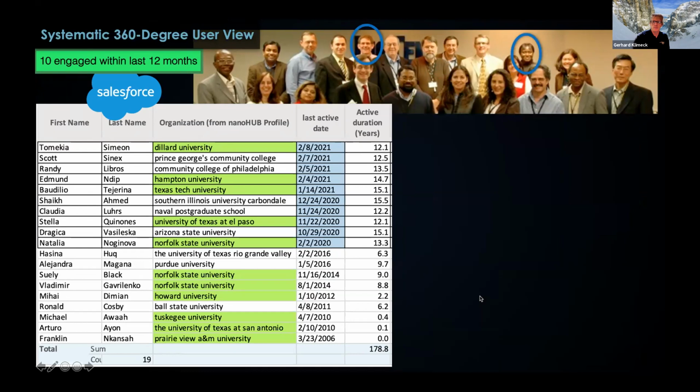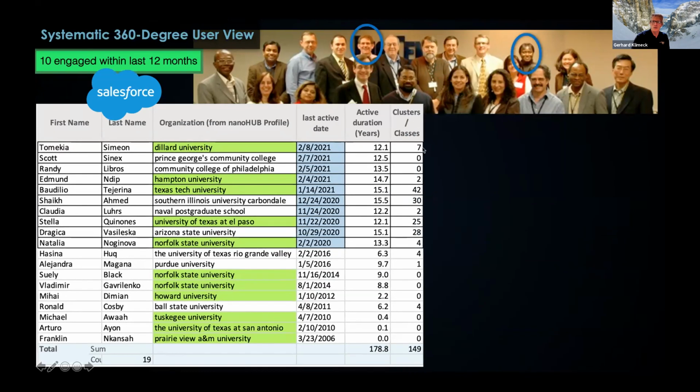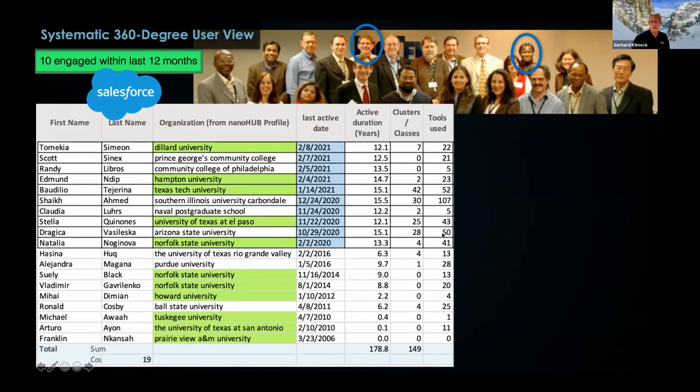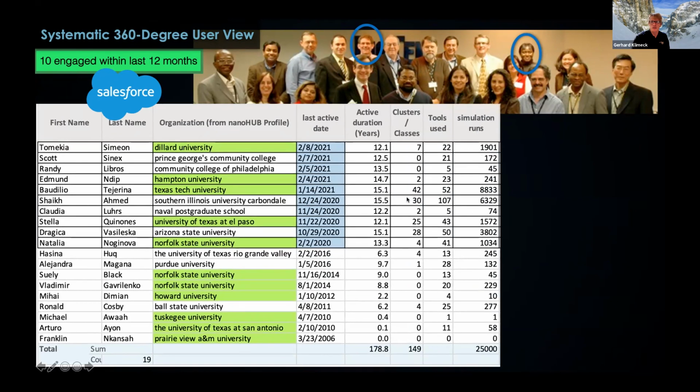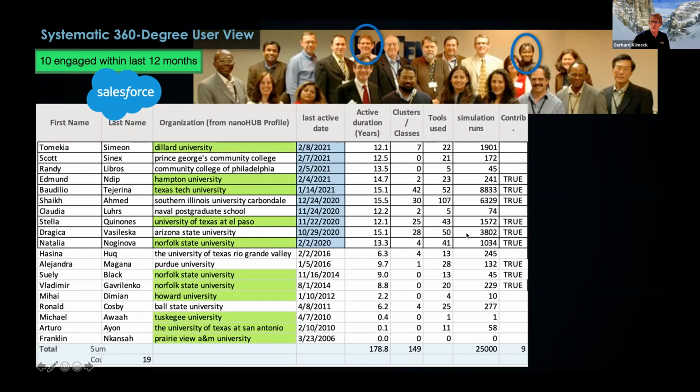I can measure, for example, whether they have used NanoHub in teaching. Are they participating in classes? Have they run classes themselves? I can check how many tools they used. I can check how many simulation runs they did themselves. I can see if they turned into contributors. So some of these folks are now contributors to NanoHub, when they participated early on as new folks that didn't even know what NanoHub is.